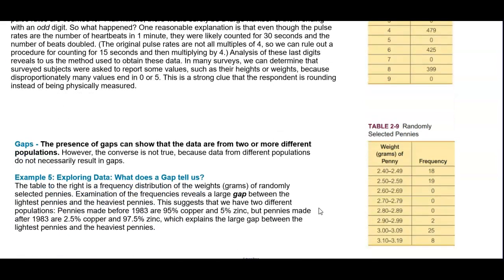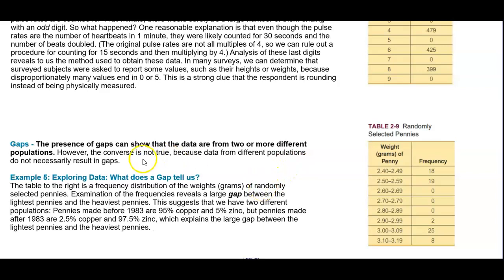Gaps. The presence of gaps can show that the data are from 2 or more different populations. However, the converse is not true, because data from different populations do not necessarily result in gaps. In example 5, we're exploring data and what a gap tells us. Let's take a look at this table to the right. These are randomly selected pennies. Here are the classes, the weight in grams of a penny.